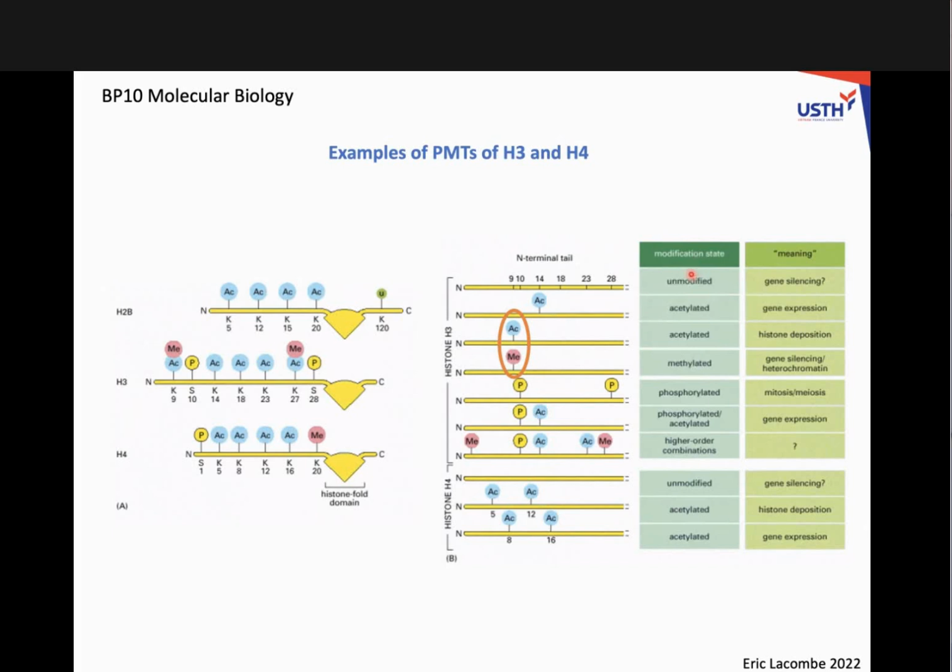To be sincere, this is not all the possibilities because there are plenty. And there is one interesting case. If we look at the lysine at position 9, for example, in the situation of H3, it can be either acetylated or methylated. We can see here these two lines, either methylated or acetylated.